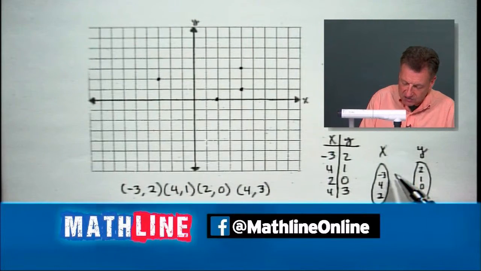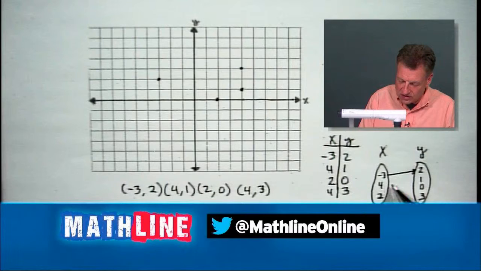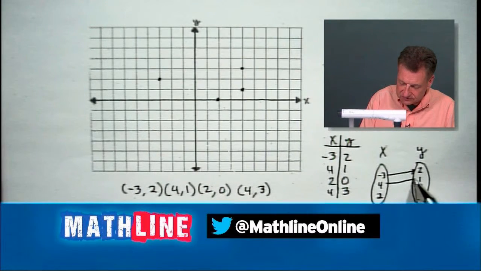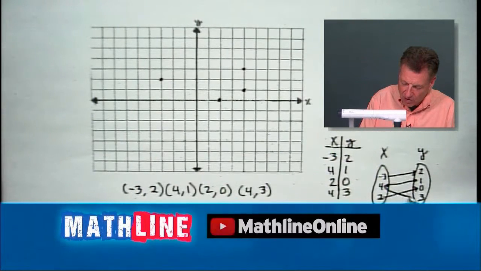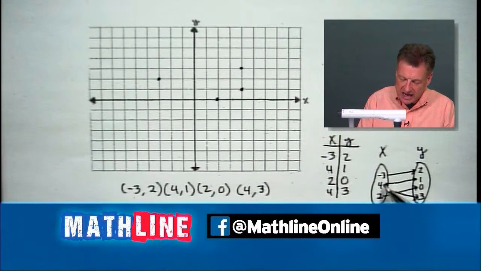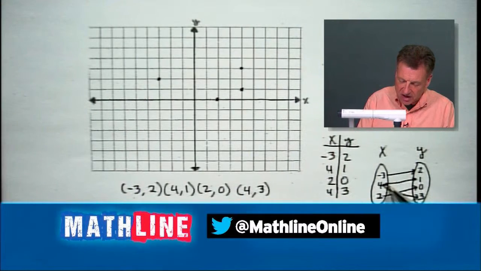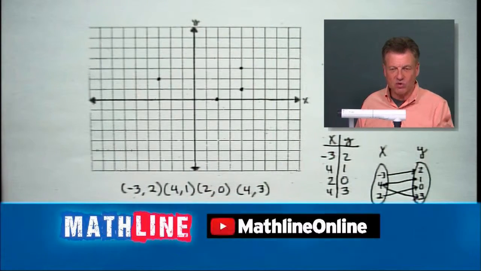So we know -3 is going to lead to 2. That's good. 4 is going to lead to 1. That's wonderful. 2 is going to lead to 0, but here comes our problem. 4 is also going to lead us down there to 3. And remember, we can't have 2 arrows coming from that 4 going over there to find 2 different answers. 4 leads us to 1 or it leads us to 3.